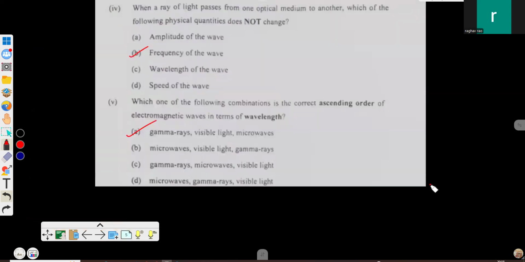Next, when a light ray passes from one optical medium to another, which of the following physical quantities do not change? Frequency of the wave is always a constant value. It is not going to change. Next, which of the following combinations is the correct ascending order of electromagnetic waves in terms of wavelength? Gamma rays will have the least wavelength, then visible light, then microwave. So this is the answer.